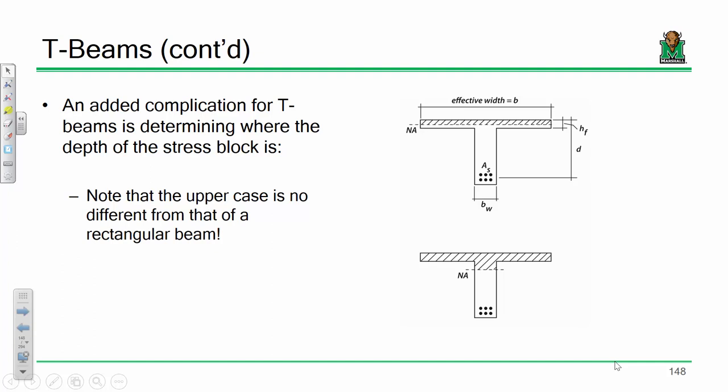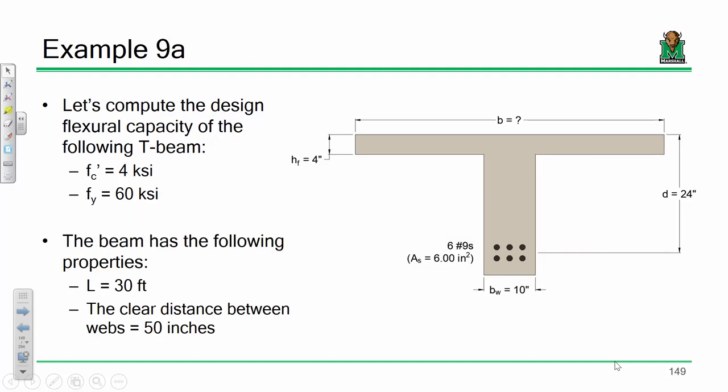So in order to assess this, we're going to look at both cases. I've got two examples where we're going to compute the capacity of a T-beam. One for a rectangular T-beam and one for a true T-beam. I'm not going to tell you which is which, although you could probably figure that out, but we're going to go through and look at this.